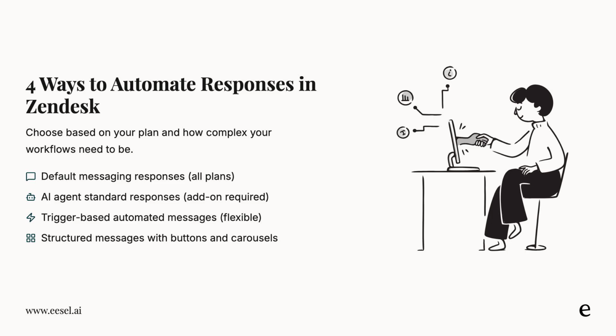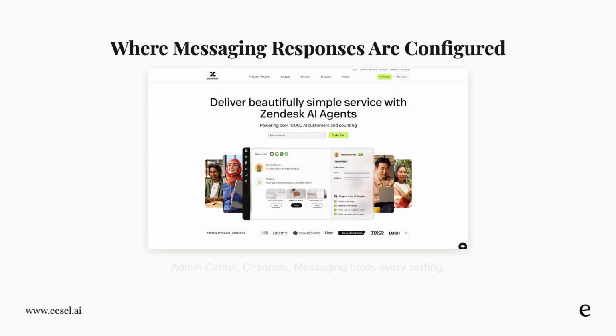Default responses work out of the box on every plan. AI agents and trigger-based messages add intelligence and flexibility. And structured messages with buttons bring richer interactions when you have developer resources. Everything lives in one place inside Admin Center. Head to Channels, select Messaging and Social, then Messaging, and you are in the right spot. From here, you control every automated response your customers will ever see.